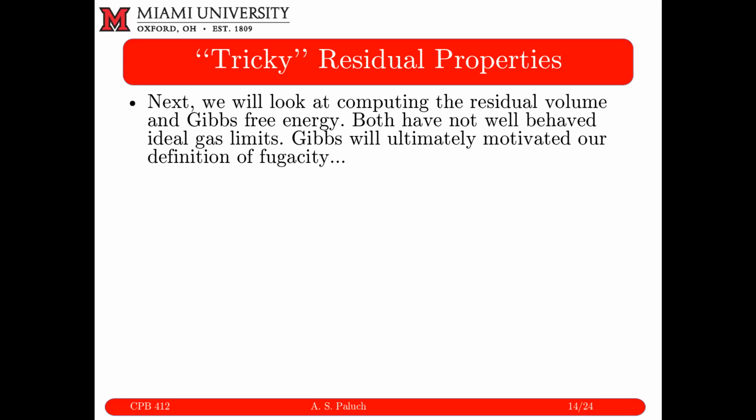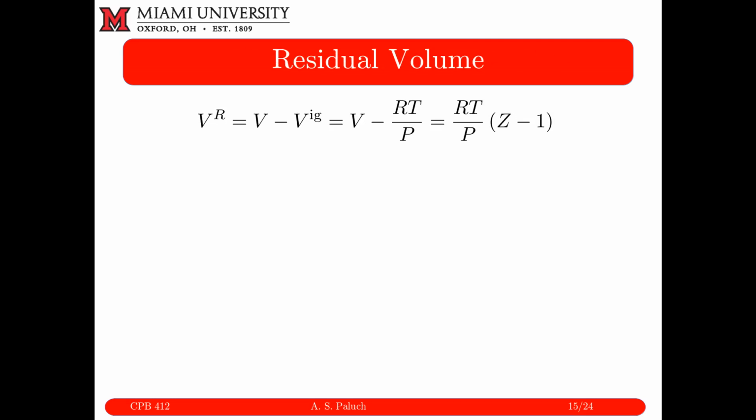Okay, and so we'll take a look at those two terms and see exactly what I mean by that. The first one is residual volume. Residual property is actual relative to that of an ideal gas. So my residual volume is equal to volume minus the molar volume of an ideal gas. For the molar volume of an ideal gas, I could plug in my ideal gas equation of state.